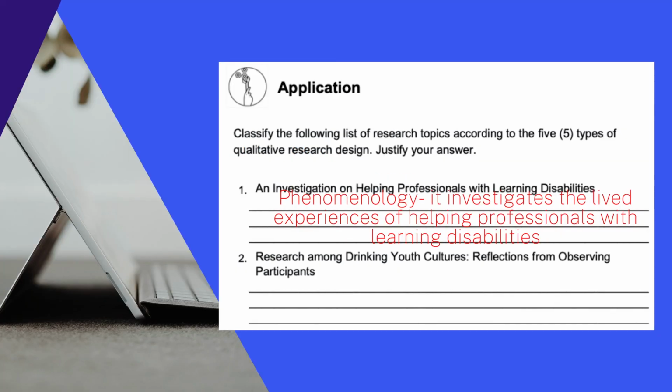In the application portion, classify the following list of research topics according to the 5 types of qualitative research design, and then justify your answer. For example, number 1, an investigation on helping professionals with learning disabilities. This study is an example of a phenomenological research. Now, why? Because it investigates the lived experiences of helping professionals with learning disabilities.